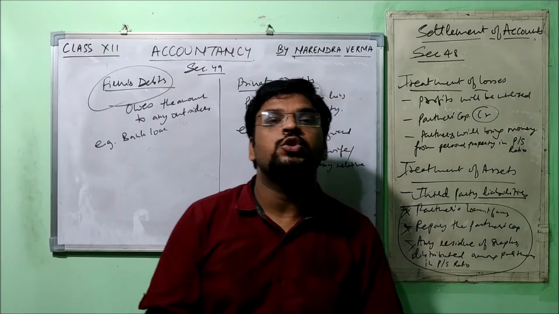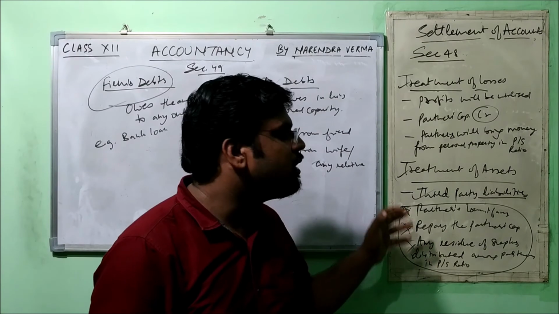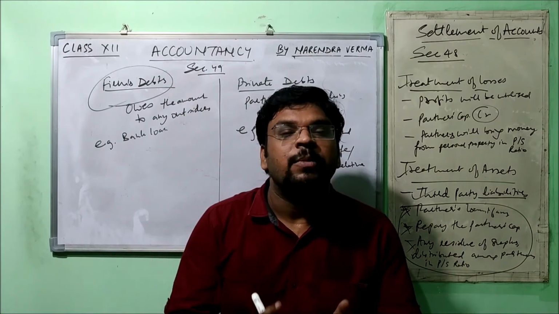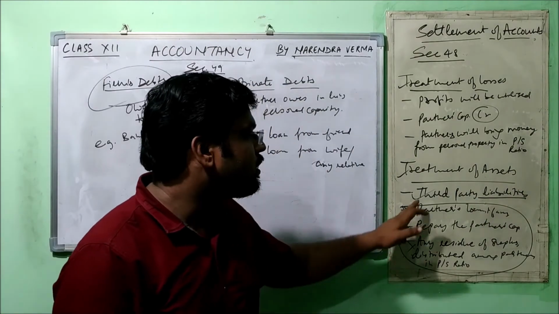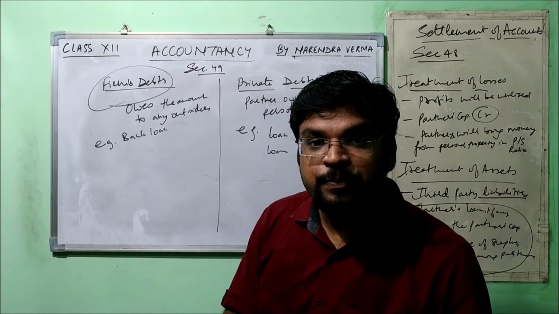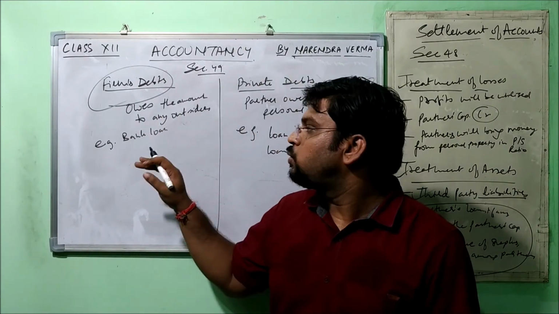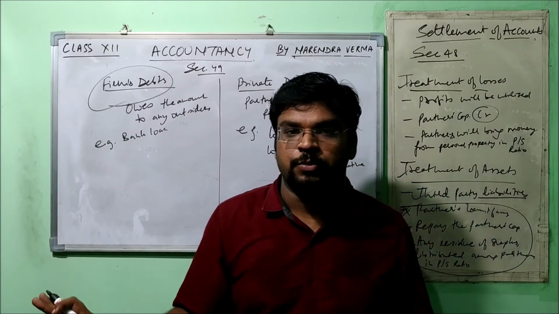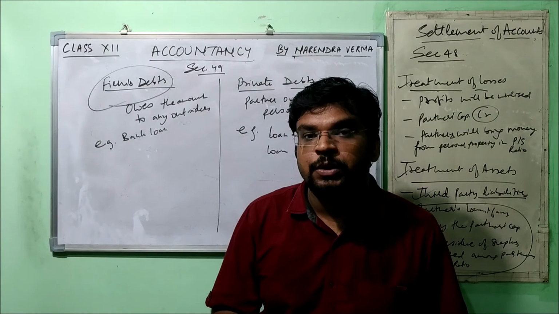When the dissolution of the firm takes place, as I have already explained, the assets will be sold out. Then the money will be realized. Now this money will first be utilized to pay the third party liability, and bank loan is also a third party liability. Now there are two situations. If this amount is sufficient to make this payment, then there is no problem. But if this amount is not sufficient, then what's going to happen?